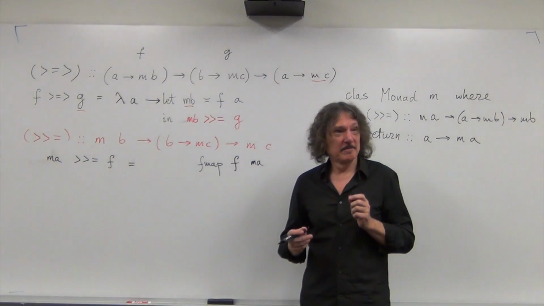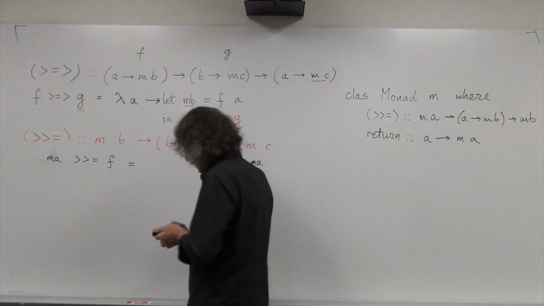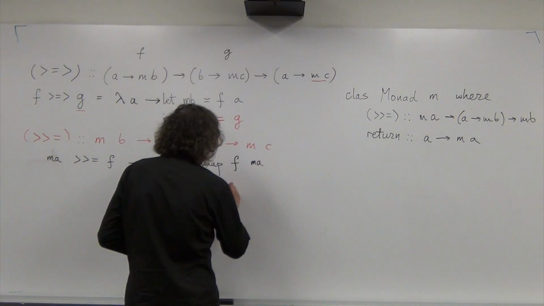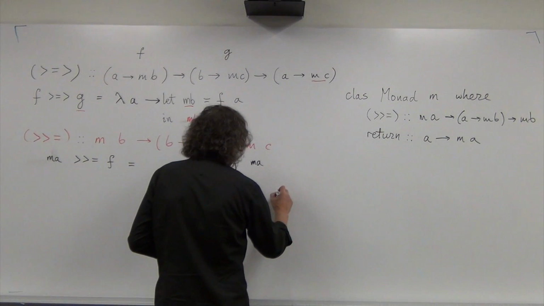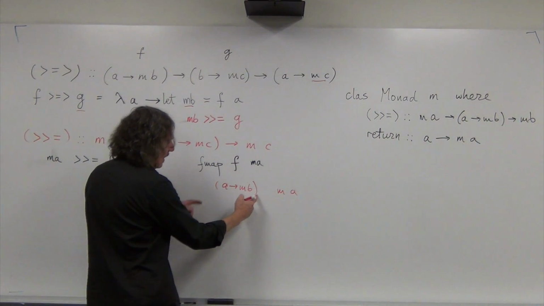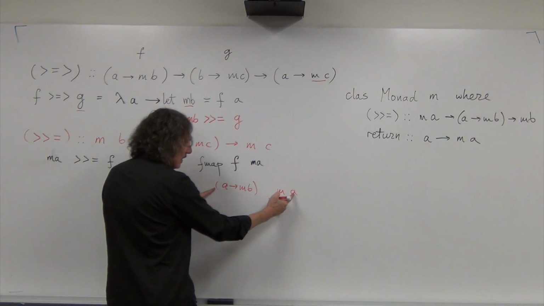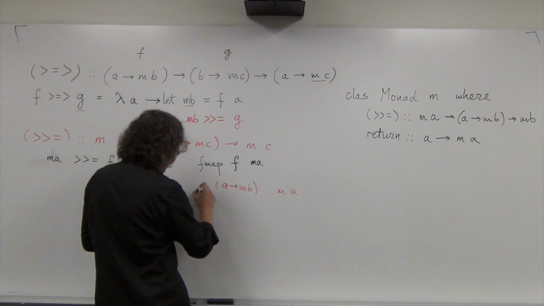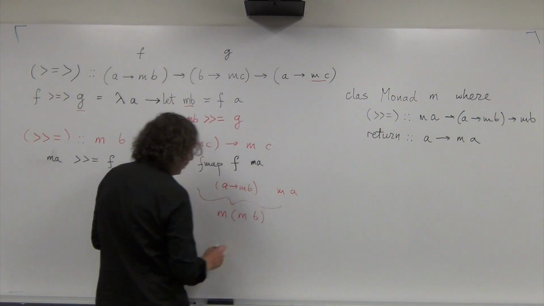I could, right? So the signature of f, well, I write the signature separately here so that we know. The signature of f is A into MB, and the signature of MA is MA, right? So this is my function, and I can get with this function under the M here, acting on this A, which will turn this A into MB. So I will get something from this, I will get something that's MMB. Aha.